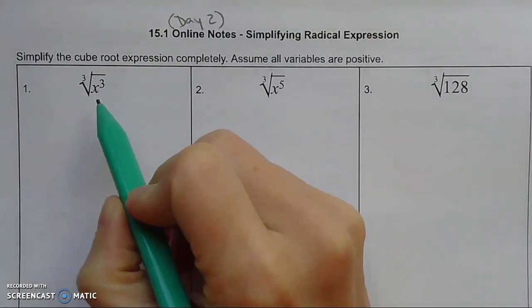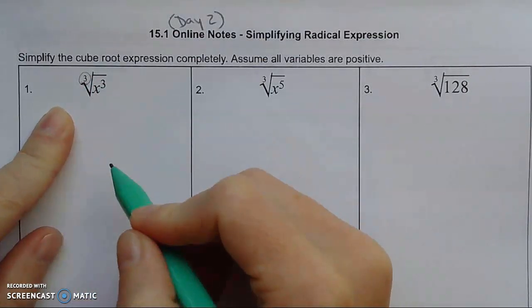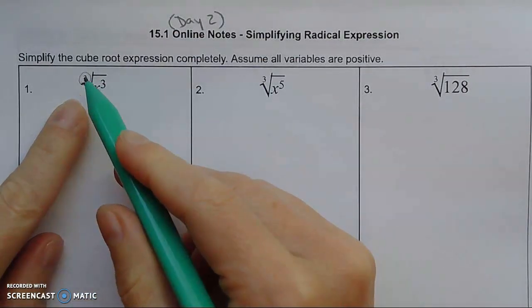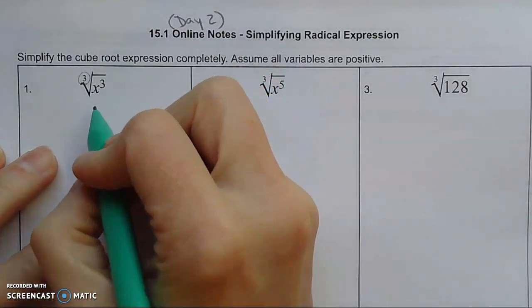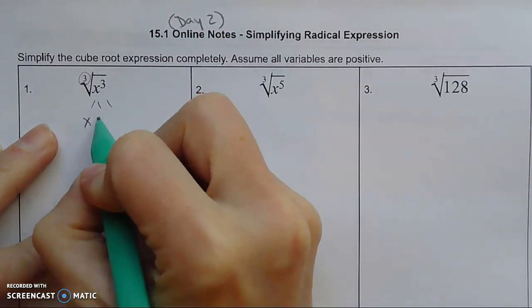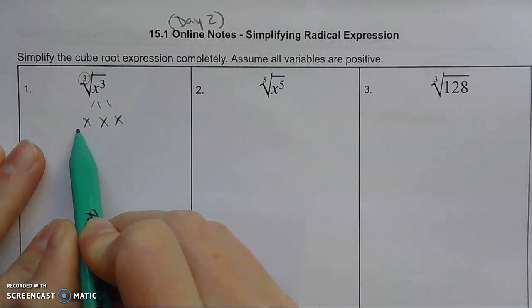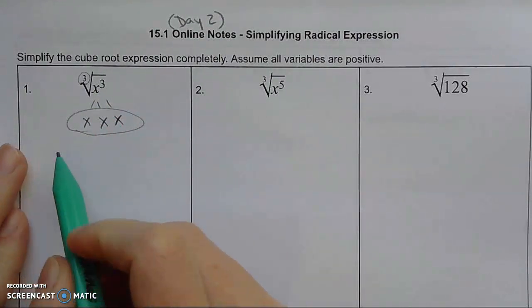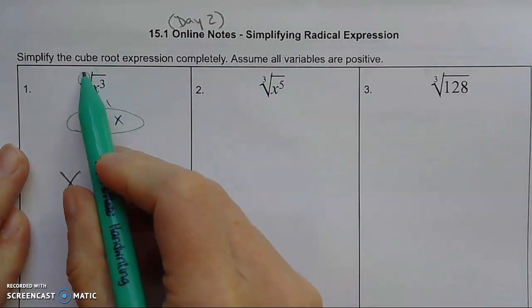To do these problems, you just need to see what the index number is, and that tells you what group size you're looking for. So I'm looking for group size 3. You're just going to break down whatever you have on the inside into all of its parts. So x cubed is really x times x times x, and you're just looking for groups of size 3. If you have 3 of the same item, it comes on the outside. If you have anything left over, it goes back inside the radical.